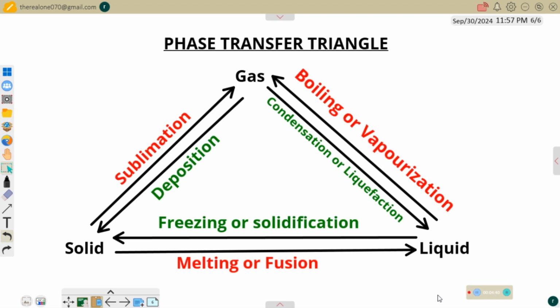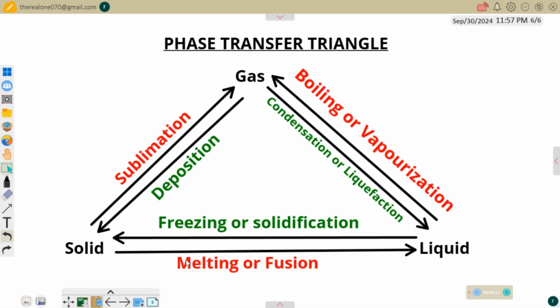Now, when liquid turns back to solid, the process involved is known as freezing or solidification. Similarly, when gas turns back to liquid, the process involved is called condensation or liquefaction. You can see how the arrow is pointing. Then gas back to solid is known as deposition. However, all of the forward processes that we have here require heat, while the backward arrows require cooling.